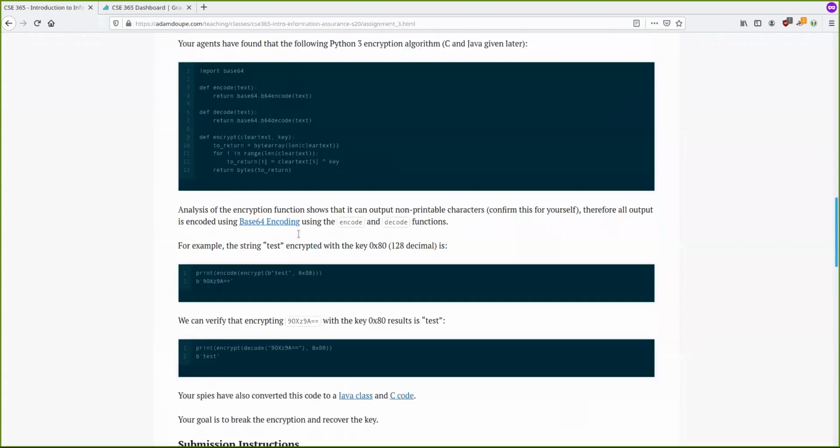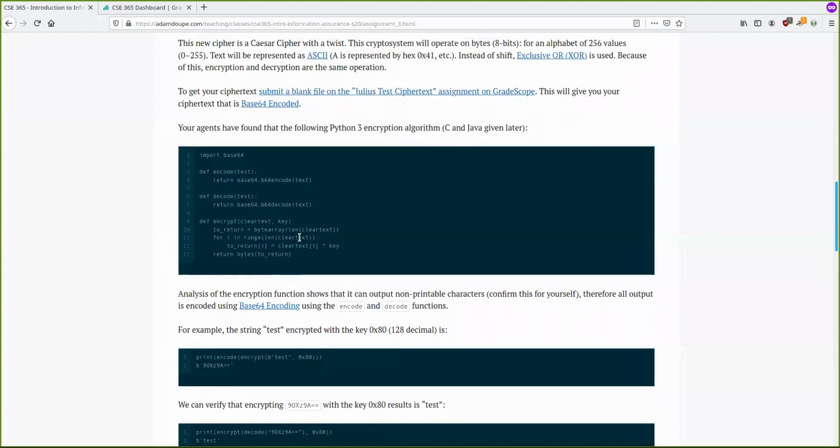We have also provided you some helper code that you can use. This is the actual encryption code right here. An important thing to remember is that the ciphertext that you receive from Gradescope is actually base 64 encoded, which is an encoding that is used to represent non-printable characters in some printable format. This code here will help you encode and decode any text that is in base 64 or to base 64, but the actual encryption step is done in this function here.